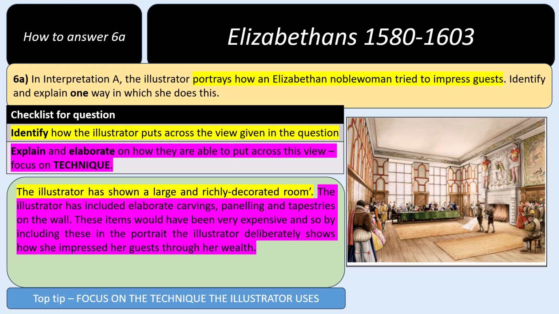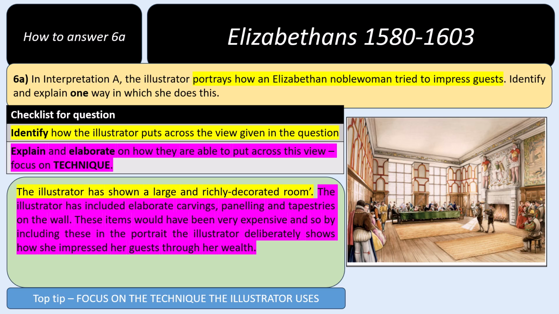So how this would look in an exam, basically you want to write 3 sentences. So you want to identify how the illustrator puts across the view given in the question, and then explain and elaborate how they put across this view, focus on technique. So this would be an example answer, and note that it has 3 sentences.